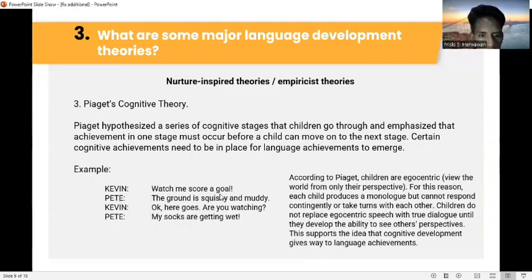Kevin says, "Watch me score a goal." Then Pete says, "The ground is squishy and muddy." And then Kevin says, "Okay, here goes. Are you watching?" And then Pete says, "My socks are getting wet."